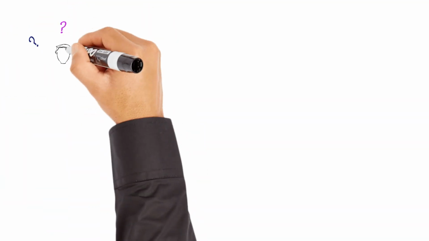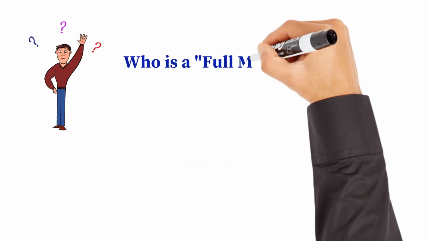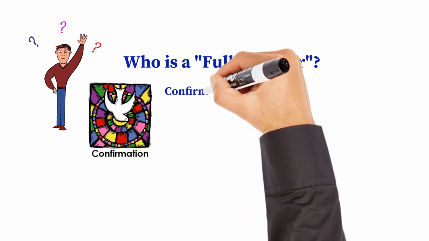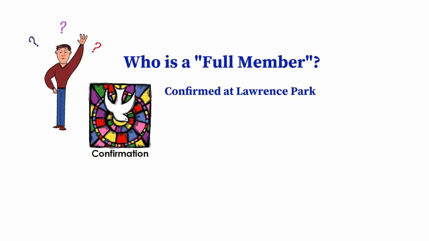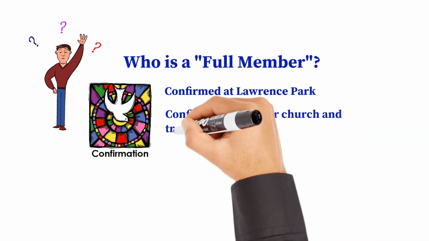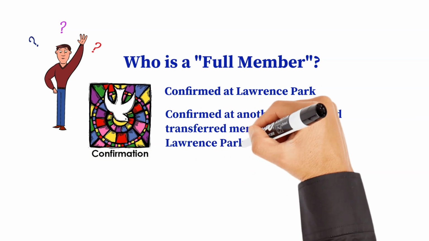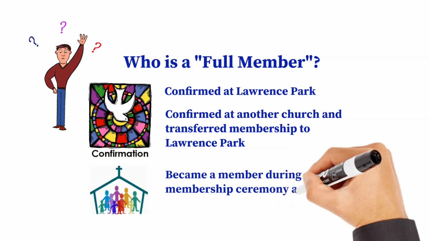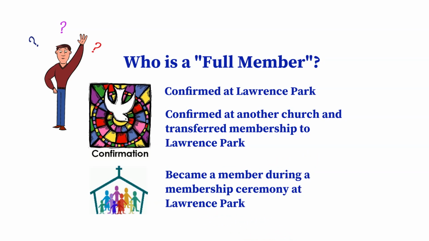Of course, the follow-up question is, who is a full member? If you were confirmed at Lawrence Park, then you are a full member unless you transferred your membership to another congregation. If you were confirmed at another congregation and transferred your membership to Lawrence Park, then you too are a full member. Or, if you became a member at Lawrence Park Church during a membership ceremony, then you are a full member. All others that attend our services are considered adherents.